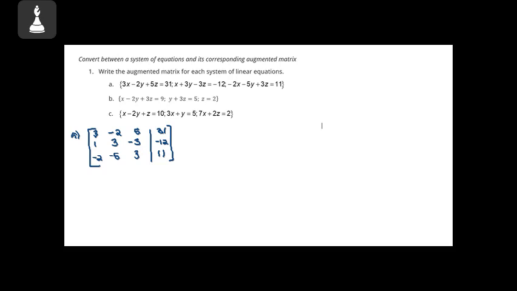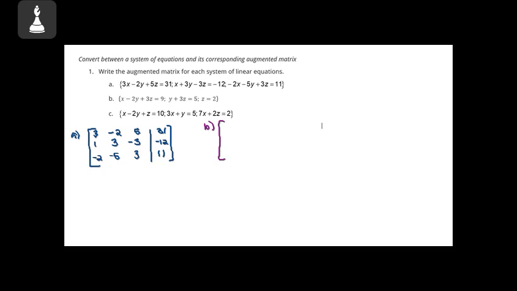Looking at B, I have x minus 2y plus 3z equals 9. Then I have y plus 3z equals 5, and z equals 2. So you're probably already looking at this and saying, okay, well, they don't all have an x, a y, and a z, so what do I do? Well, we're going to follow that same process, x, y, z, number.